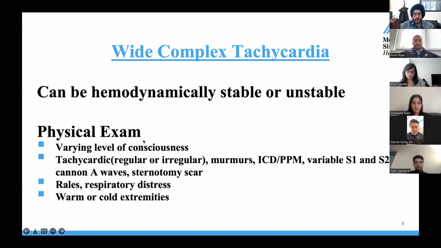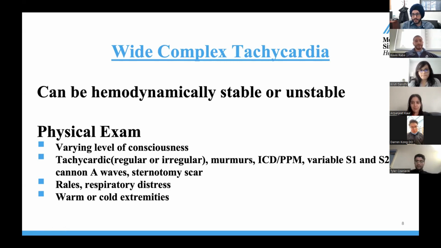In terms of hemodynamics, these patients can be stable or unstable. Just recently, I had a 30-year-old guy. He literally walked into the emergency room in VT, and it took about 4 to 5 hours before the ED actually discovered he was in VT. So, we like to make it sound dramatic, but it can be very, very subtle.